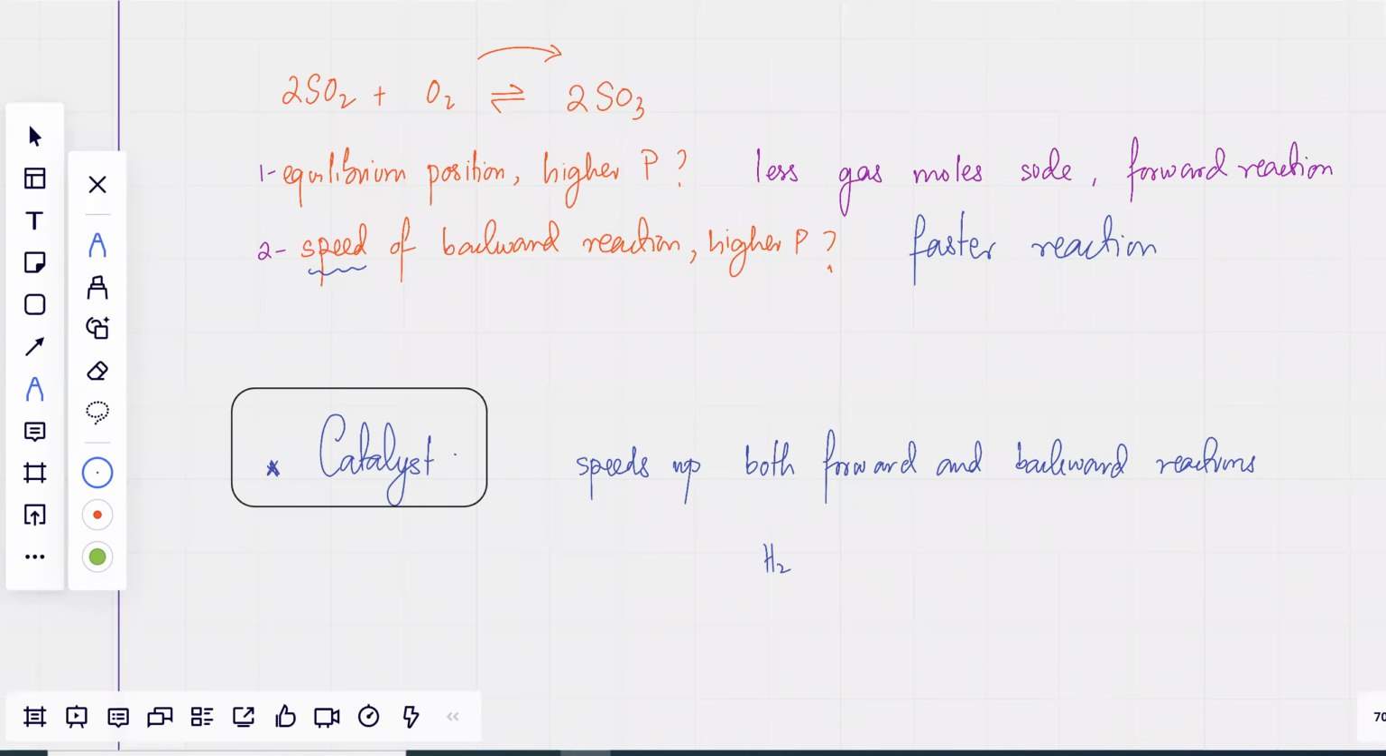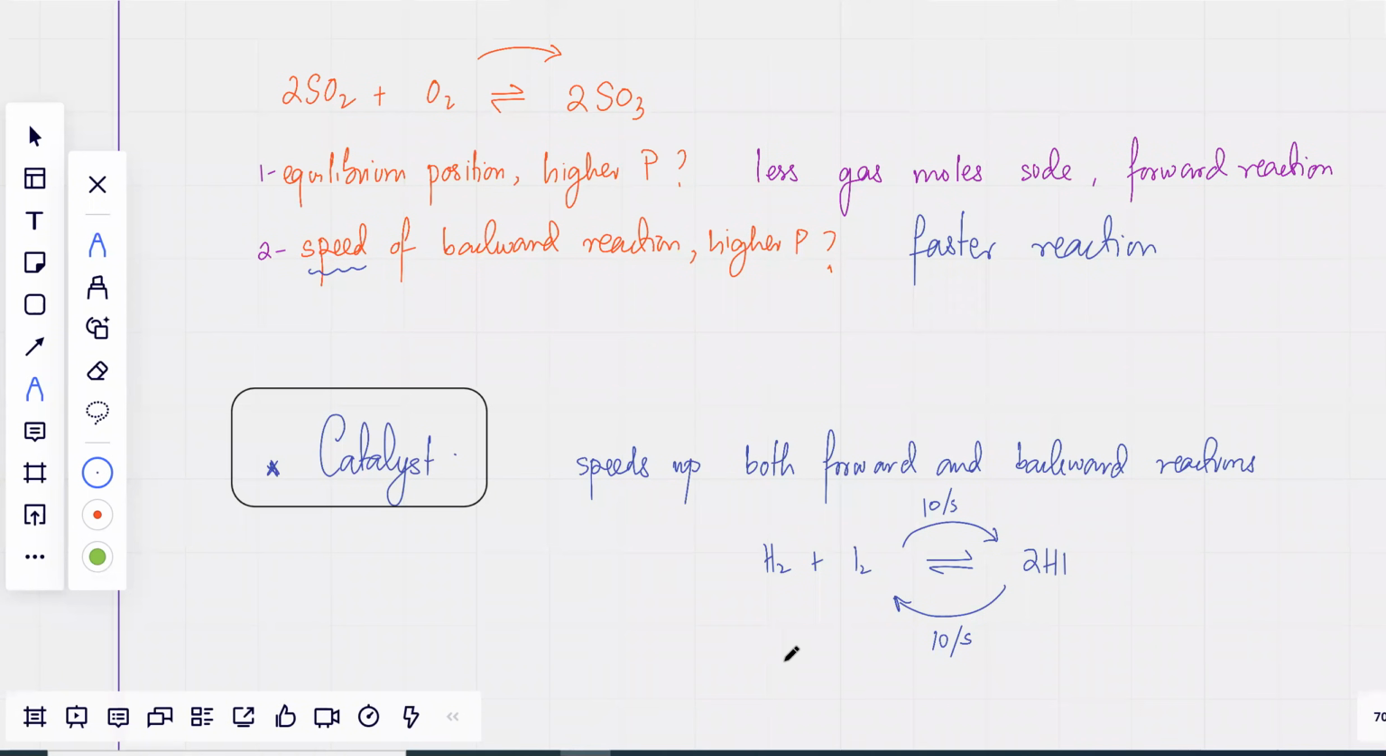For example, if I have H2 and I2, and it's forming 2HI, every second, let's say 10 molecules of HI are formed. And the rate of the backward reaction is also the same. So every second, 10 molecules of HI decompose into H2 and I2 again. So the quantity of HI remains constant, and the quantity of H2 and I2 also remains constant. Forward and backward rates are equal.